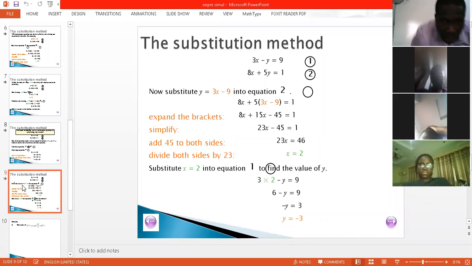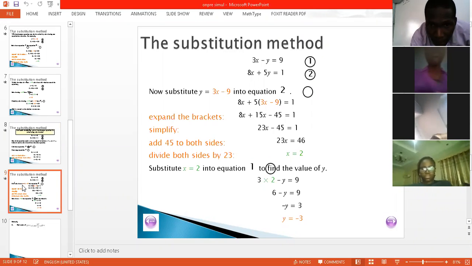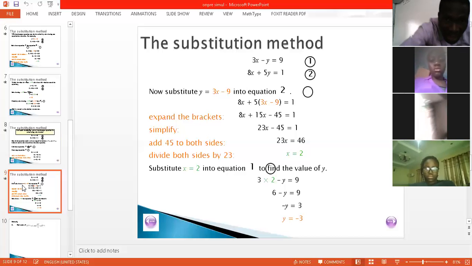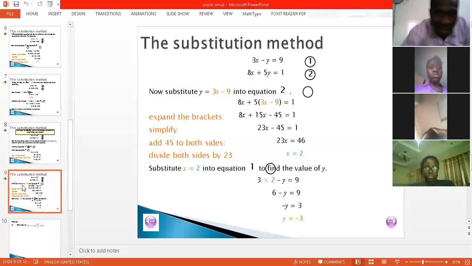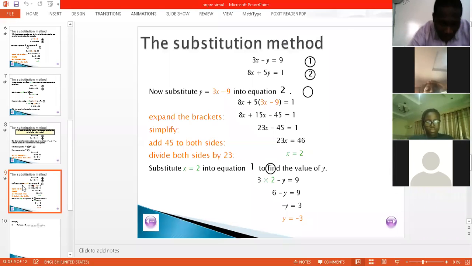Okay. So this is another type. When you substitute for y, yes, y equals this. So you have y equals 3x minus 9 into equation 2. So you have 8x plus 5 times, instead of writing y, you should put 3x minus 9, all equals 1. Then you expand the bracket. Then from there you get your answer, x equals 2.